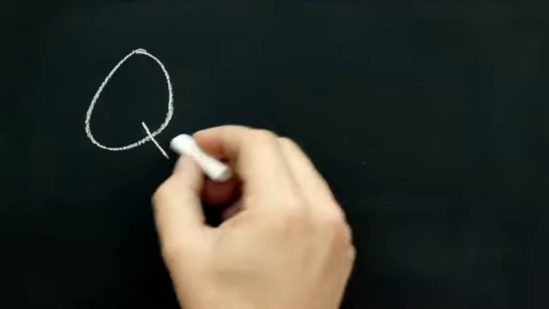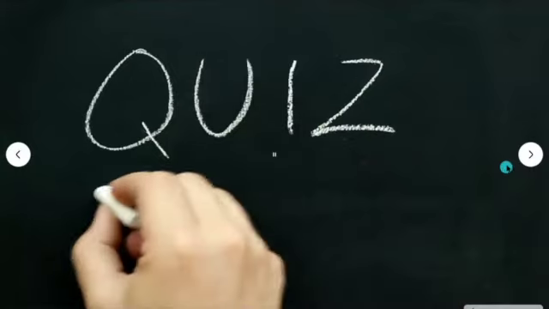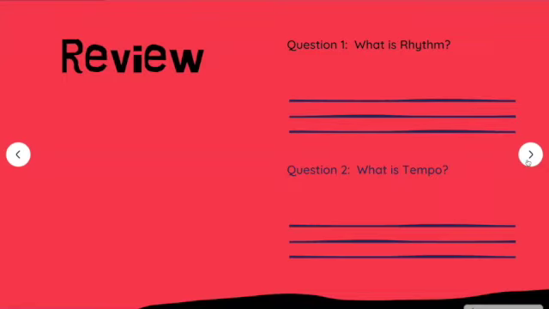All right, a quick quiz from last week. What did we learn from last week? Question 1, what is rhythm? Well, we learned last week that rhythm is the constant repeated pattern of sound. What is tempo? Well, we learned that tempo is the speed of the music. It can be fast or it can be slow.